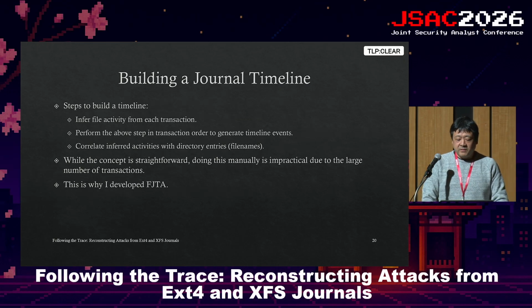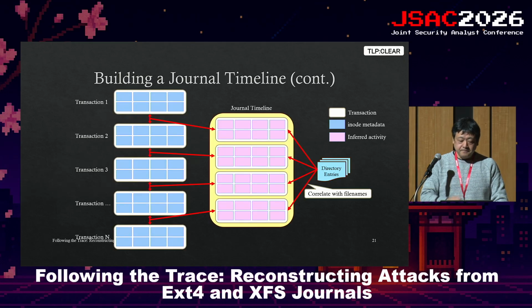Now, once file activity has been inferred for all transactions, a timeline can be constructed. Well, basically, it involves arranging the file activities in the order of the transactions. But at that time, we make sure to link the inodes with the file names. The concept is very simple, but the number of transactions is extremely large, so it is unrealistic to process them manually. For this reason, I developed a tool called FJTA to build timelines.